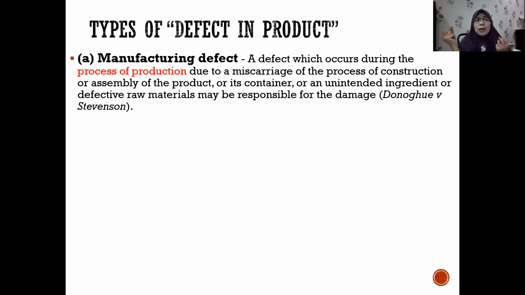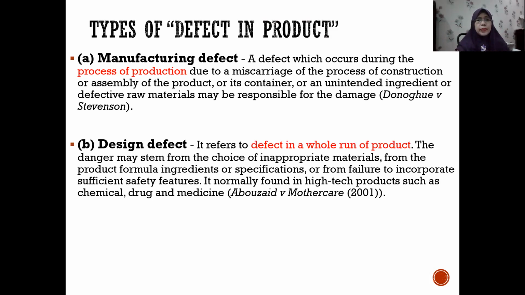So it's considered as manufacturing defect. It happened during the manufacturing process. The second type of defect is design defect. What is the meaning of design defect here? It refers to defects in a whole run of product here.